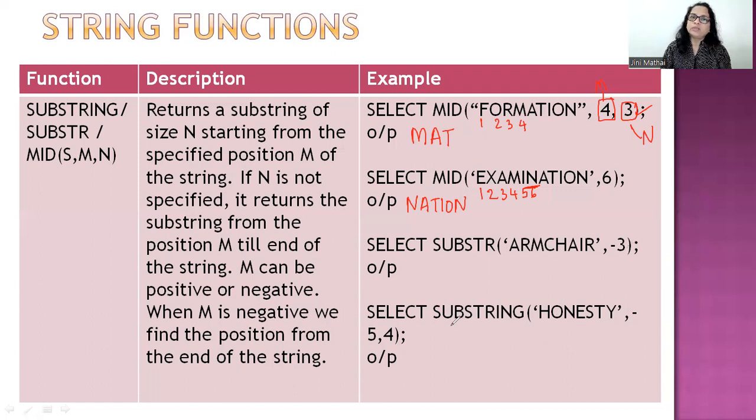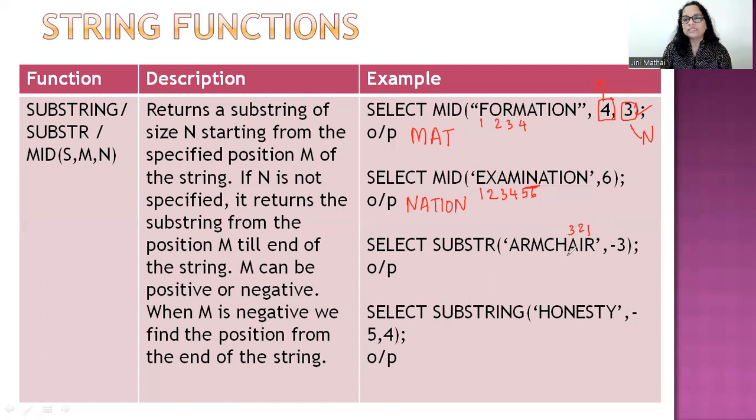-3. So I'm supposed to get the -3 position. So this is position 1, position 2, position 3. So this is the -3 position. Now, did you see I started counting backwards? Is because m's value is a negative number. So when it's a negative number, find the position from the right side of the string.